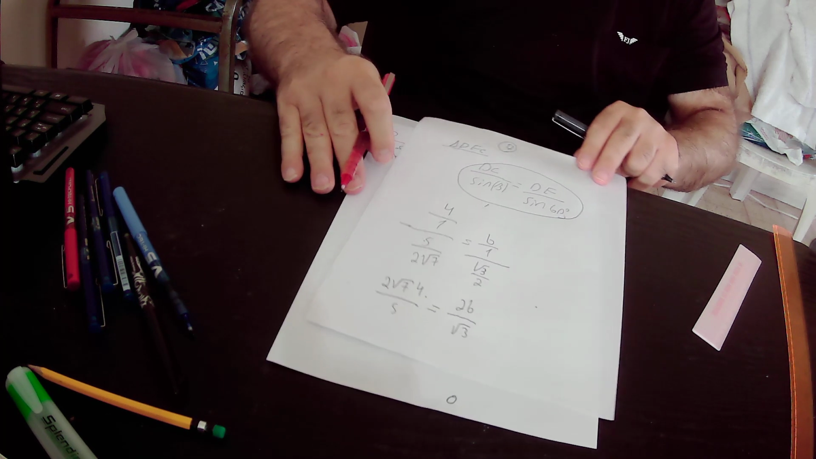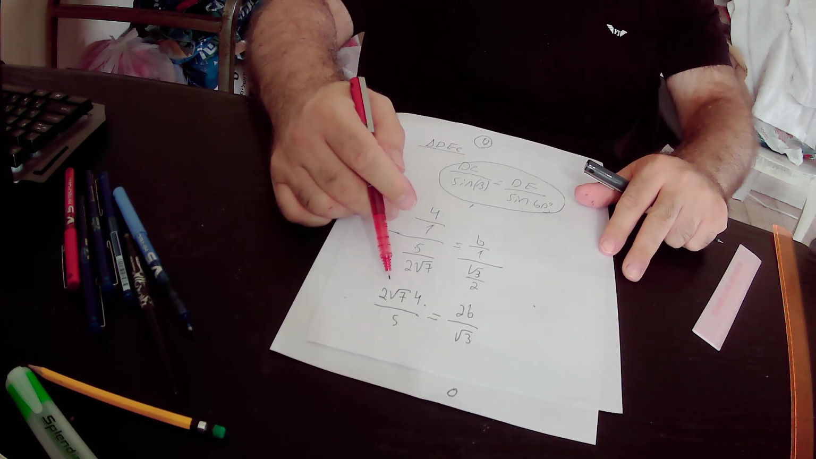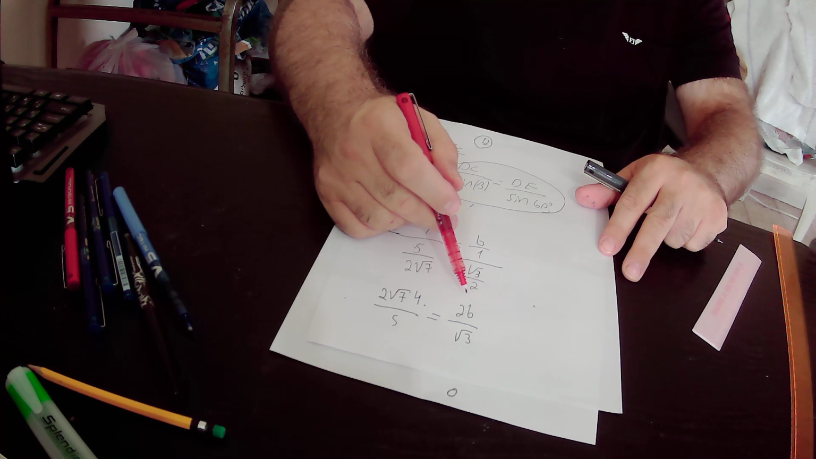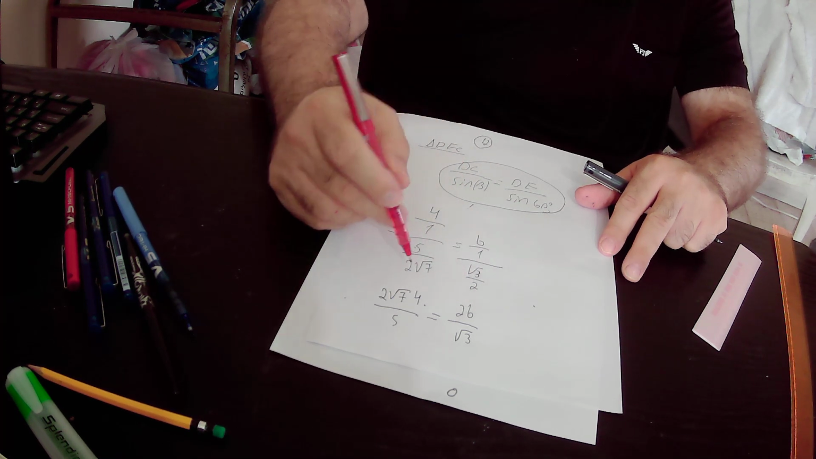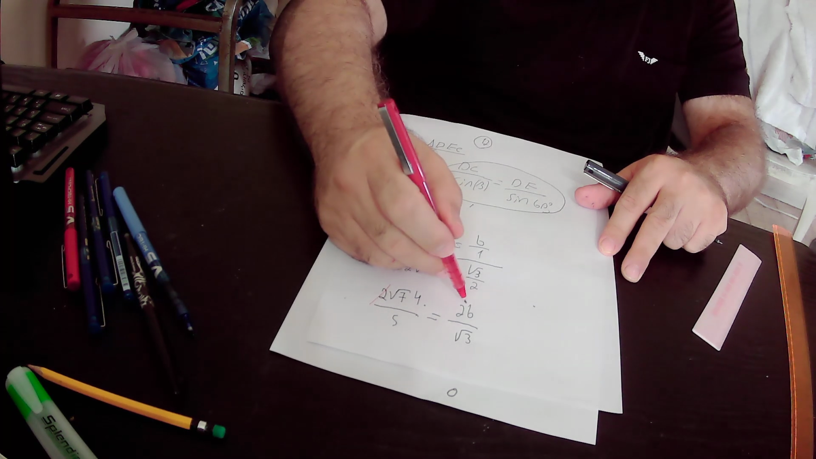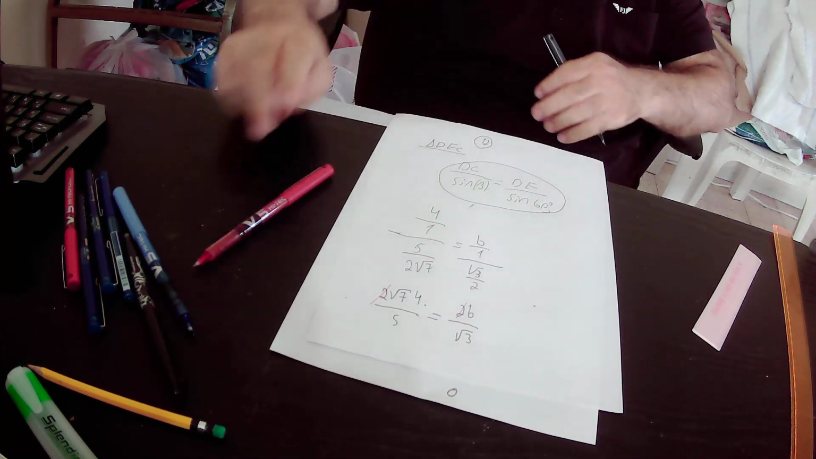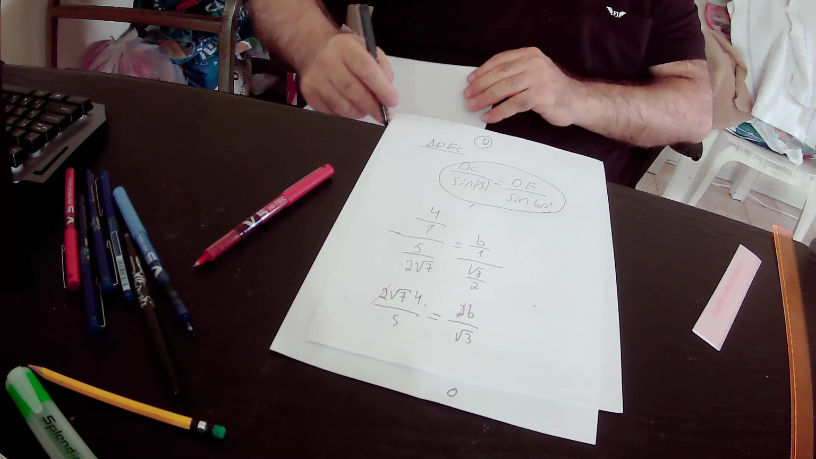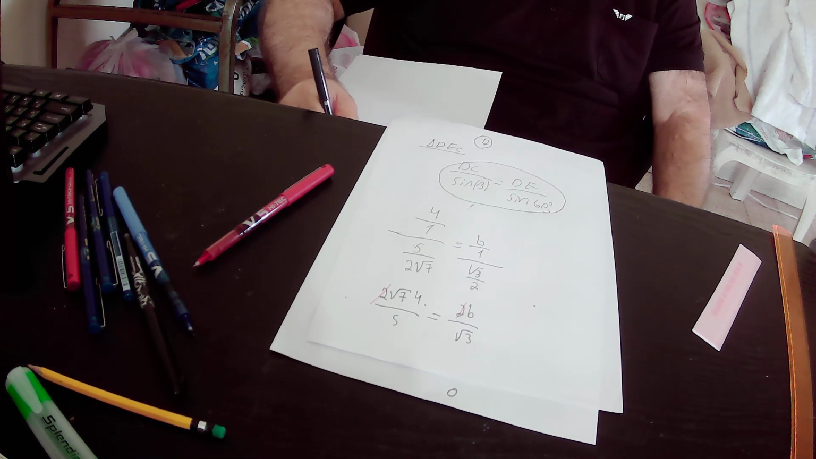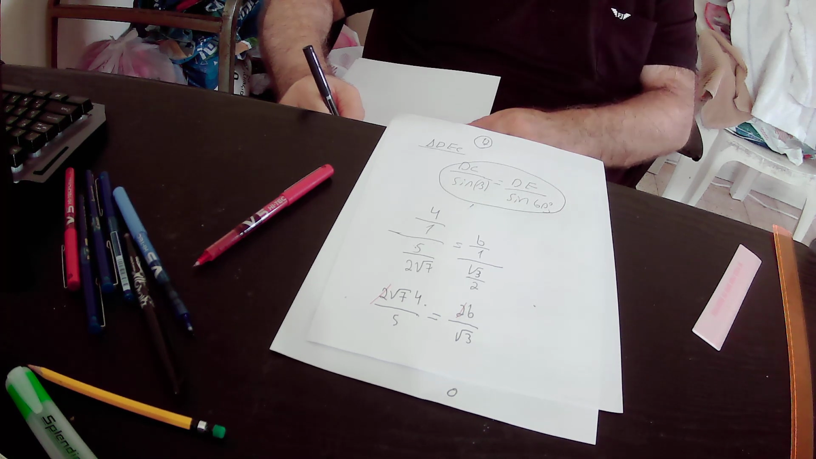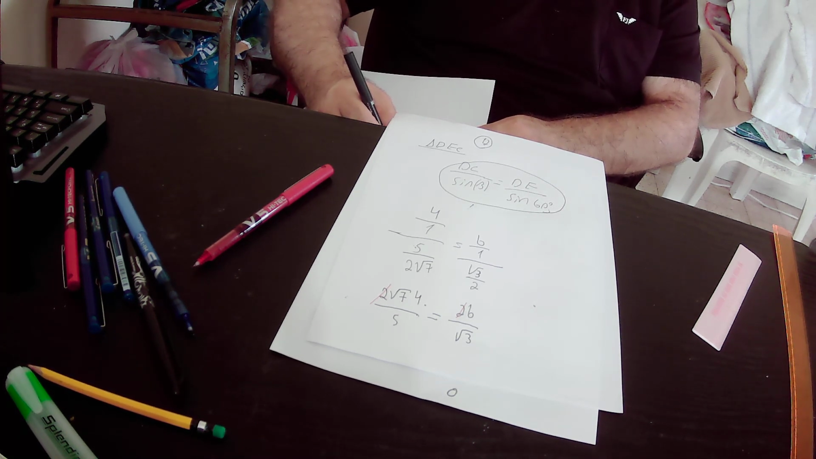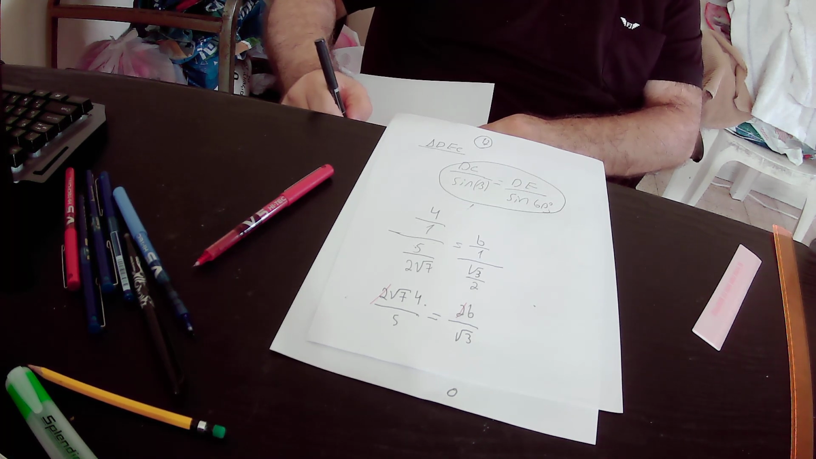Here we have 2 in the numerator of this side of the equation, and we have 2 in the numerator of the other side of the equation, so we can cancel 2. So what is left after we cancelled 2 is root 7 times 4 over 5 equals b over root 3.